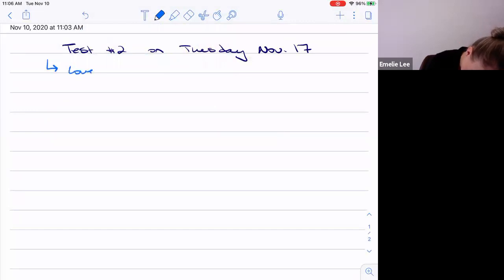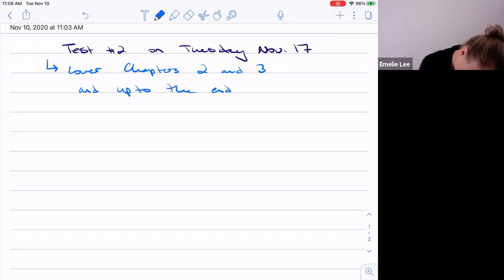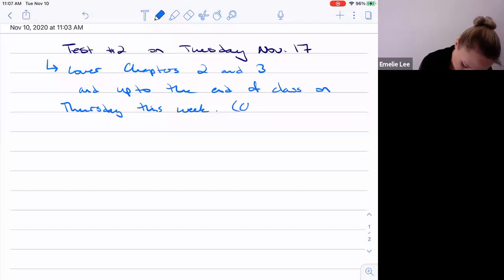So it will cover chapters 2 and 3. So chapter 1, not really, because we're kind of out of chapter 1, but some of those concepts have been in play this whole time, right? So that's why we do chapter 1. So chapters 2 and 3, and up to the end of class on Thursday this week, which is on chapter 4.